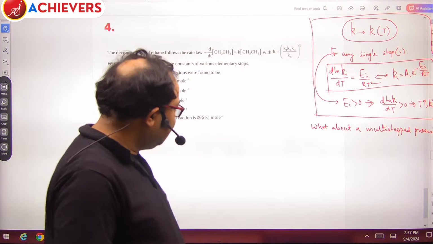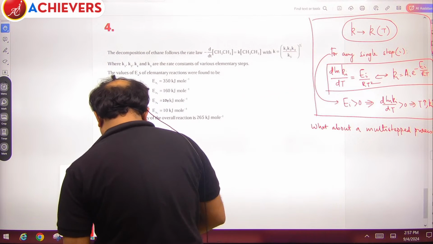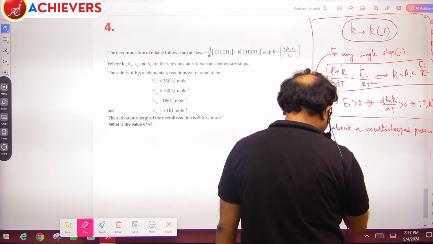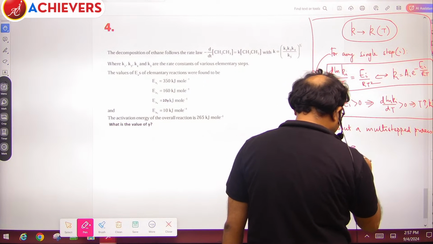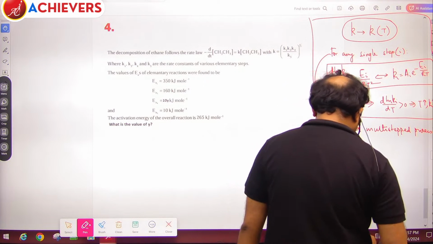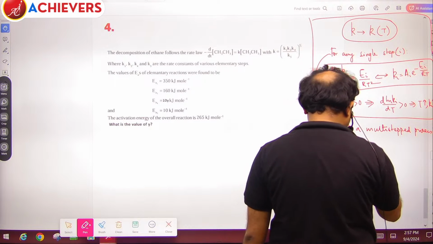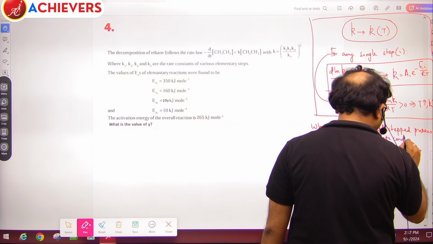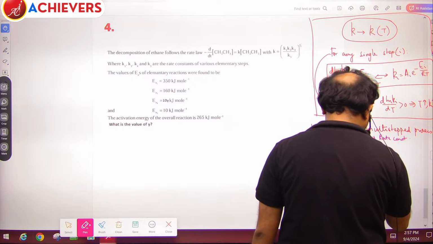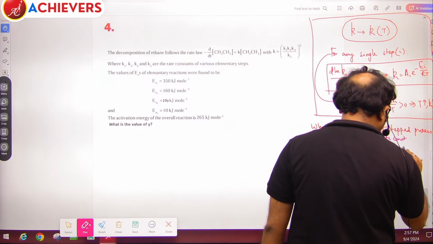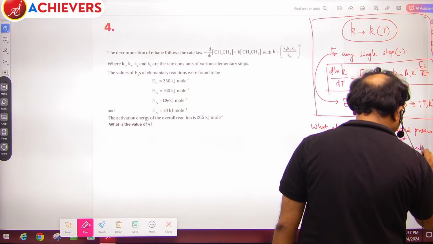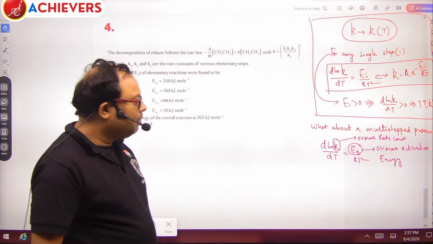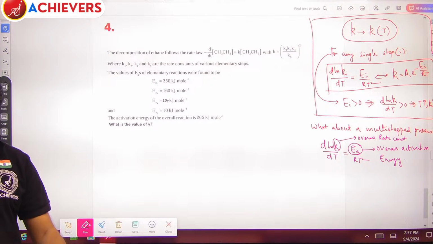See, you can write dln K/dT equal to Ea by RT square, where K is the overall rate constant and Ea is the overall activation energy. You can write it.